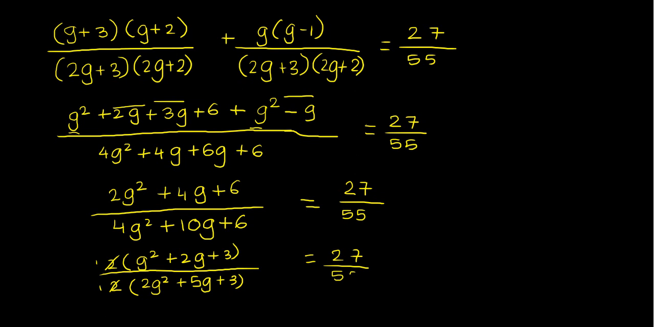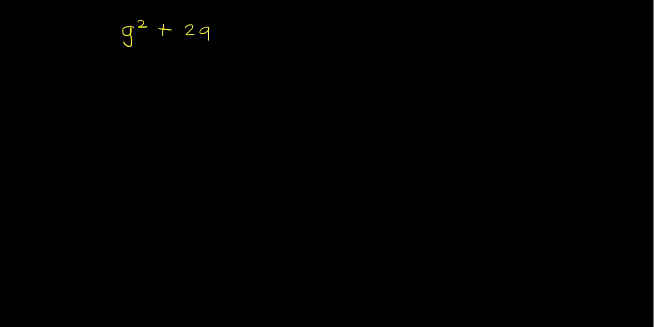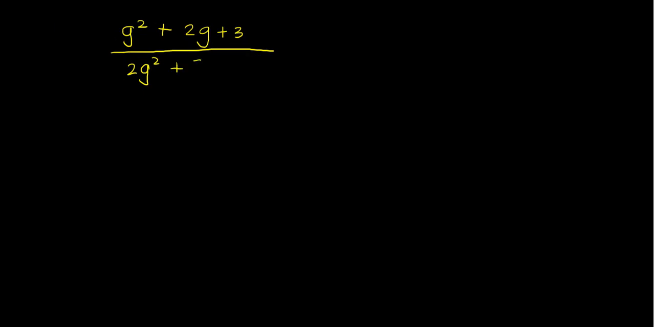Okay, I need another page. I think I'll need a few more pages for this one. So I've got my numerator as g squared plus, what was it? Let's go back. 2g plus 3 over, I remember the denominator starting off as 2g squared plus 5g plus 3. Okay, is equal to 27 over 55.